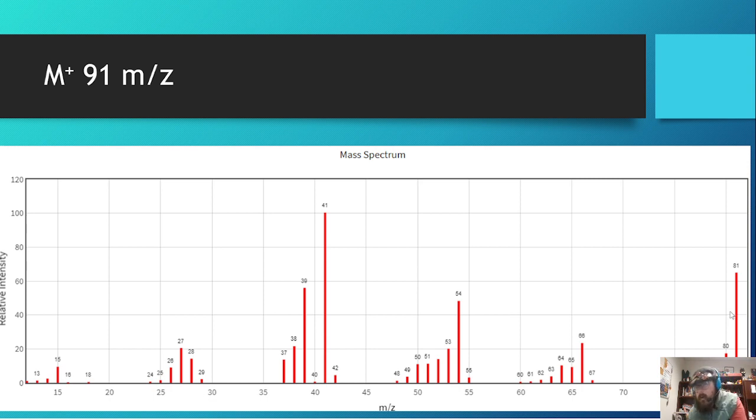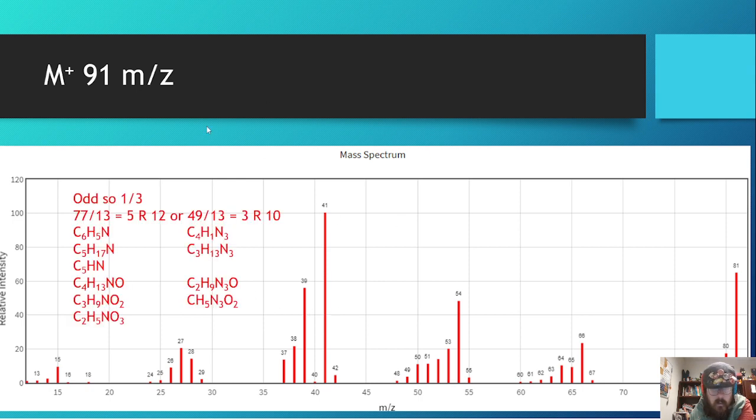Now, 91. We don't see the molecular ion. I've told you the molecular ion because fragmentation is way upfield. So it's odd, so there is a nitrogen present. There's probably at least one. Here are some various possibilities. We can either have these compounds or these compounds if I have N3. So I'm not going to worry about that.